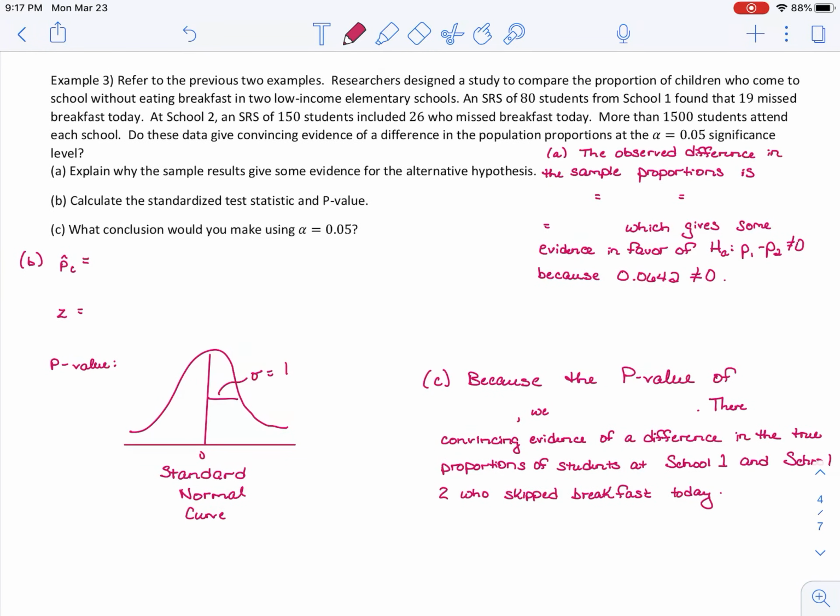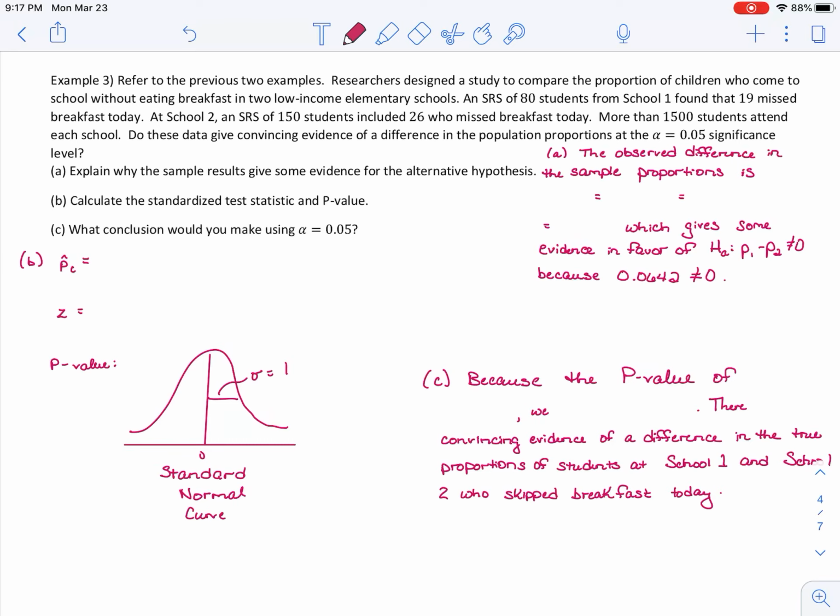So still talking about the kids without breakfast, I want to explain why the sample results give some evidence for the alternative hypothesis. Remember, the alternative hypothesis is just that they're not equal. I think there's a difference is what we're trying to say.